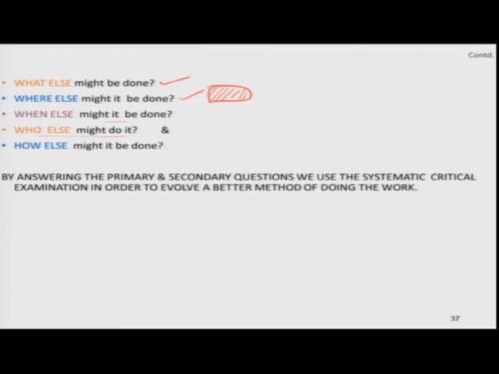Who else might do it? Suppose you have one skilled person for chart preparation, and he is on leave. Who is the other person who is capable of doing this? So, you will have to keep one backup for that. Okay. How else might it be done? By examining the primary and secondary questions, we use systematic critical examination in order to evolve a better method of doing that work. Okay. So, critical examination is always necessary for designing a work system.